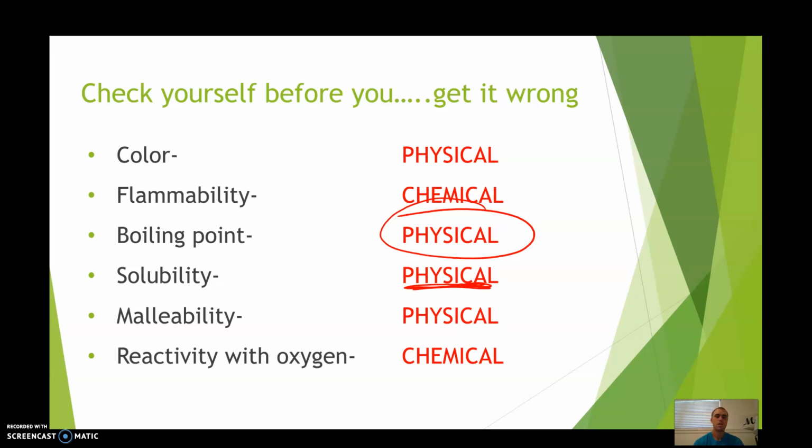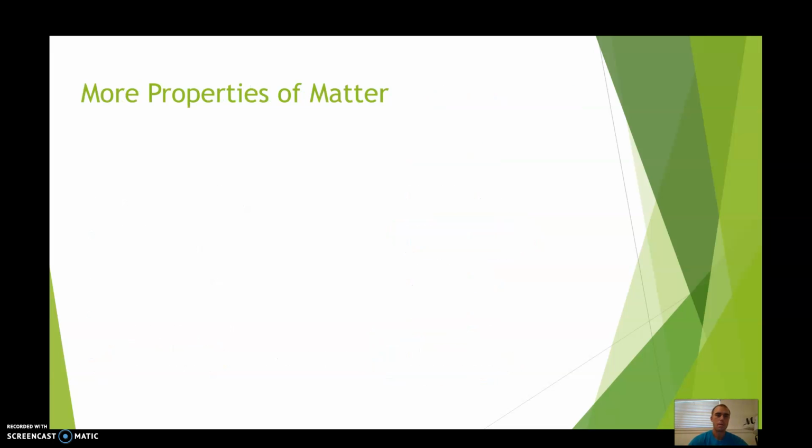And then reactivity with oxygen. This word right here gives it away. Reactivity. And so I'm checking to see if this substance or whatever I'm looking at has any sort of chemical reaction with oxygen, and so that tells me that this property would be a chemical property.